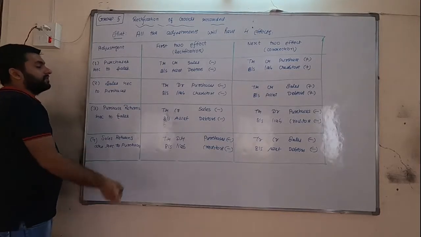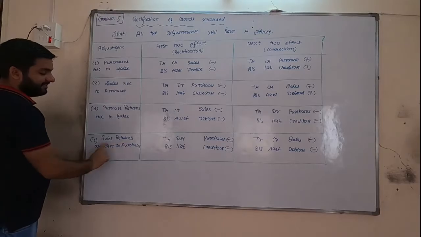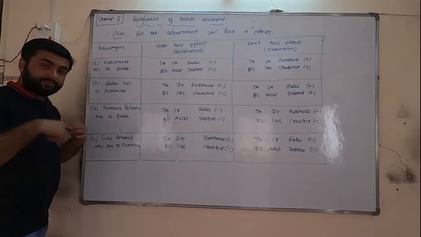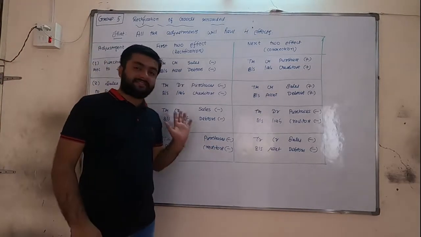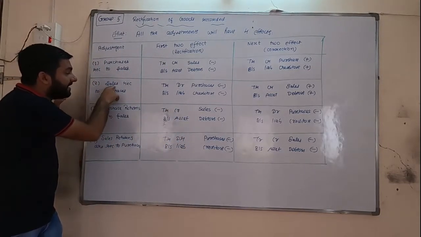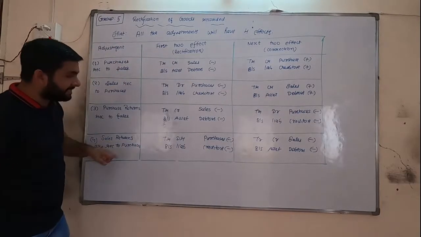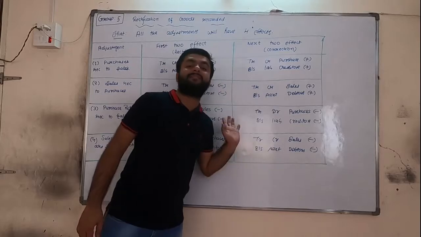For learning the fourth one, compare with the second one. Sales are recorded to purchase; here sales returns are recorded to purchase. They should not come in purchase, so purchase minus, creditors minus. Now actually they are sales returns. If they were actually sales, then sales plus, debtors plus. But actually they are sales returns, so sales minus, debtors minus.